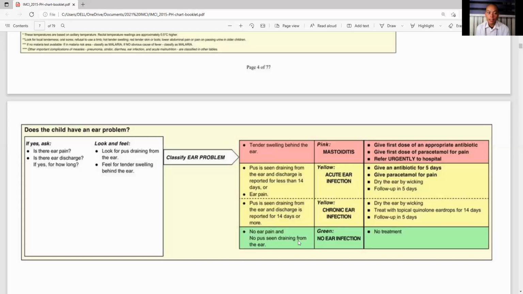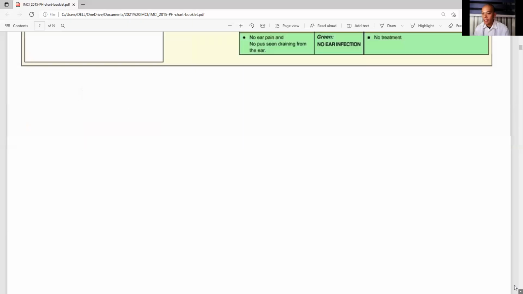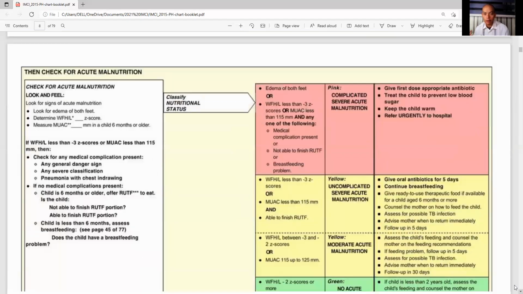Lastly, if all of these are not present, there is no ear pain, no pus draining from the ear, there is no infection, so no treatment. Okay, that is how we are going to assess. Di pa natin itatakbo yung bata? No. Sabi, do the assessment quickly and finish everything.